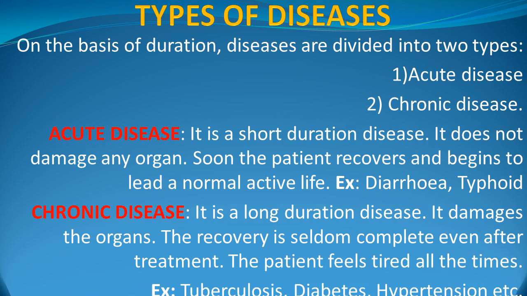What are acute diseases? Acute diseases are short duration diseases. It does not damage any organ. Soon the patient recovers and begins to lead a normal active life. Examples are diarrhea and typhoid.